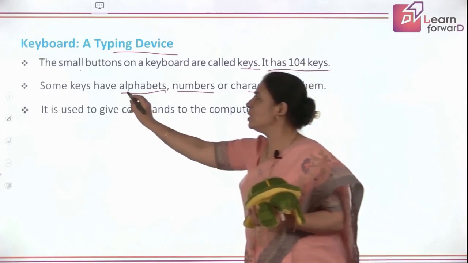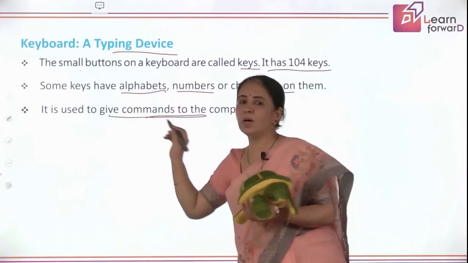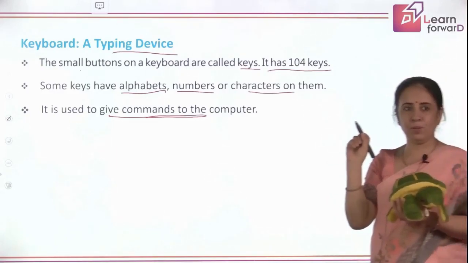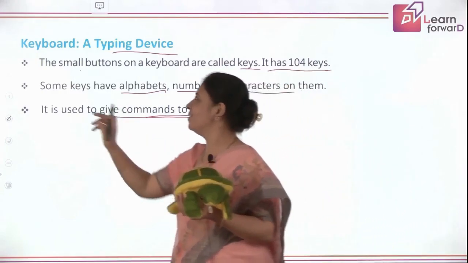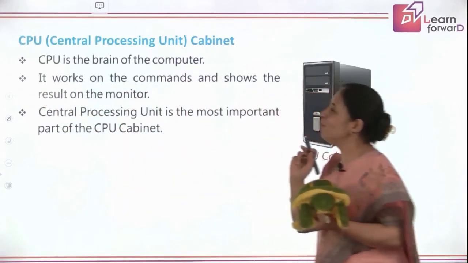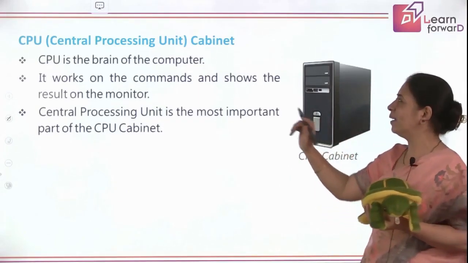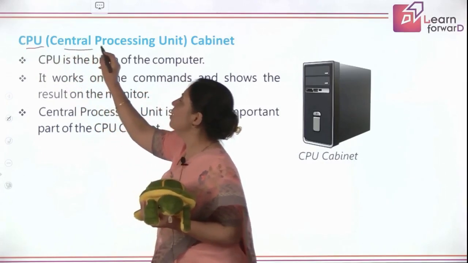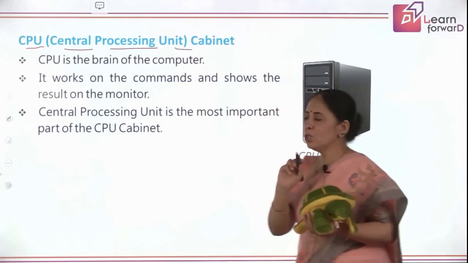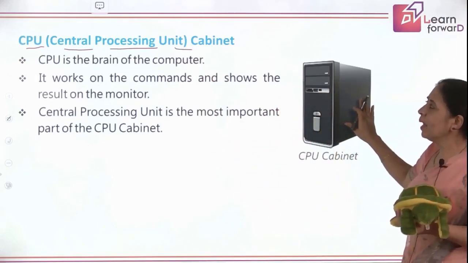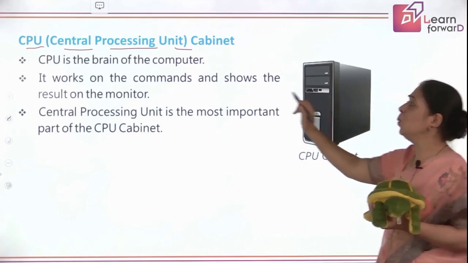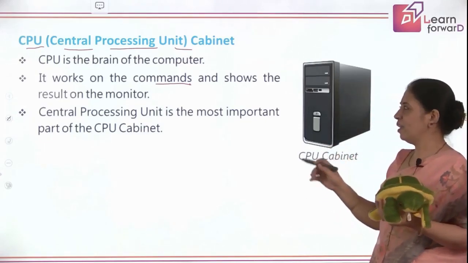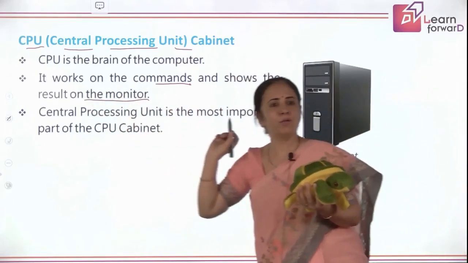Now, we use these keys to give commands. Remember the word, we use these keys to give commands to the computer in order to get the work done, right? And a very important part of the computer is called the CPU. CPU stands for Central Processing Unit. So, this is the CPU of the computer, children, and this CPU works on the commands, follows the instructions, and finally you get the result on the monitor screen.